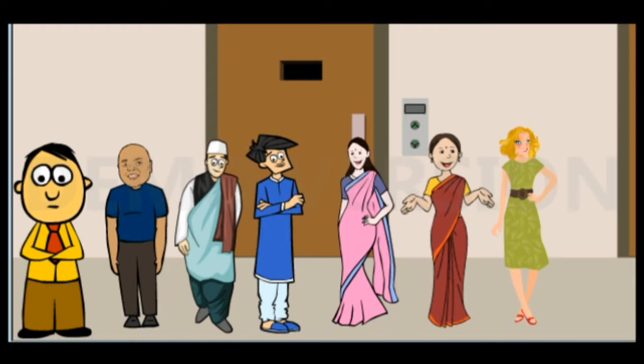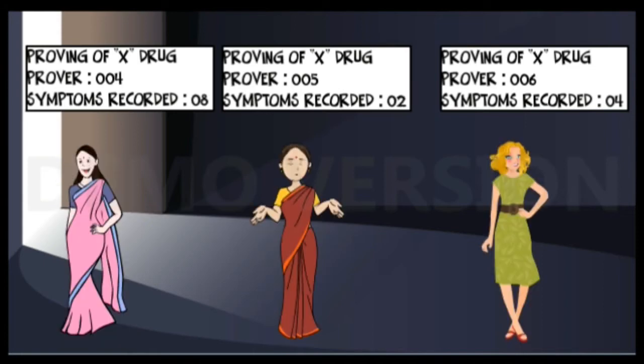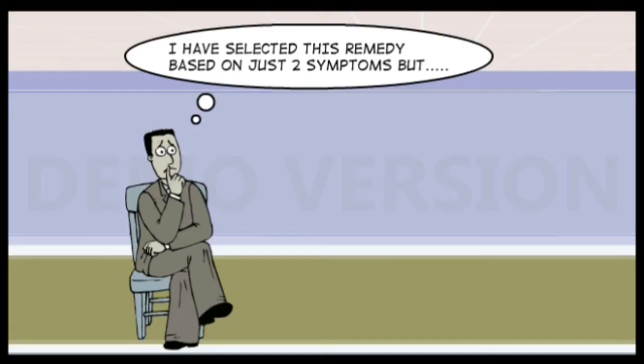We all know that proving of the same drug is done on different individuals, and it is also clear that each and every symptom given under a particular drug was not observed in every prover. So, it is very clear that each and every symptom recorded during proving was not produced in each and every healthy individual on whom the proving of that particular drug was done.